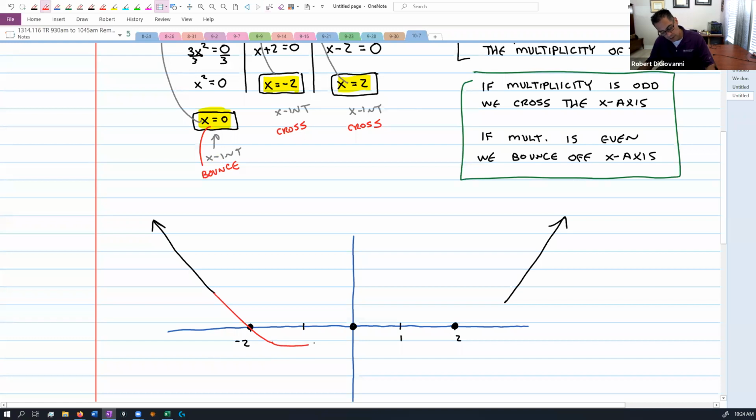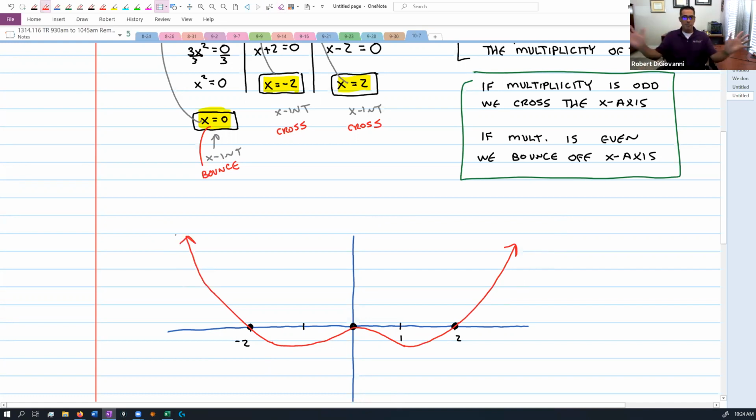So I'm going to draw it here. I'm going to bounce off and then come back down. And then I'm going to go to 2. And when I get to 2, I should cross through. And you can see here, I cross through. And I'm just going to go like that. I'm going to erase that. I'm going to come back here and erase that and just make it go up like that. There we go. I'm done. That's my picture.